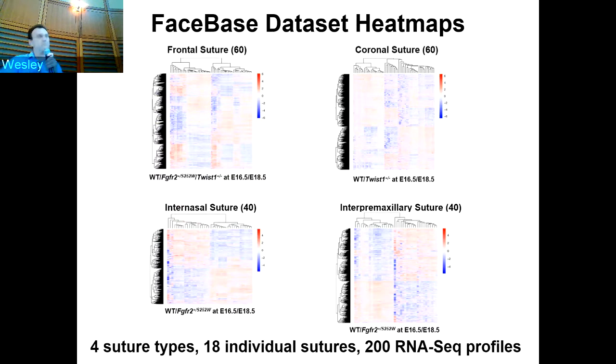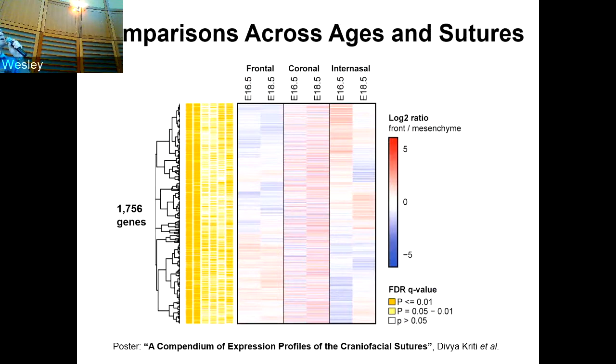Another example of analysis that you can do with this data. So this is basically showing you differential expression of the variant across the ages and sutures. In this case, we've taken genes that are differentially expressed, expressed as the ratio of expression between the osteogenic front and the mesenchyme, and includes any gene that's differentially expressed in any one of these conditions, so three sutures or two ages. And then comparing its differential expression across all of those conditions.